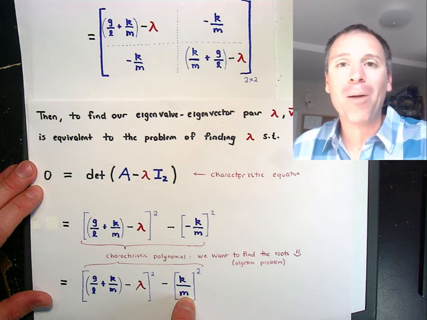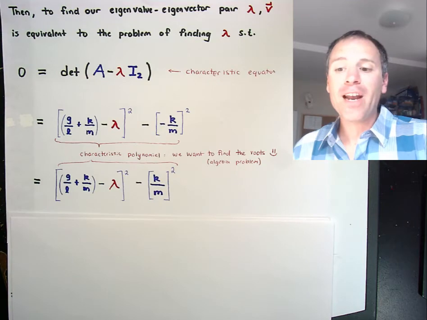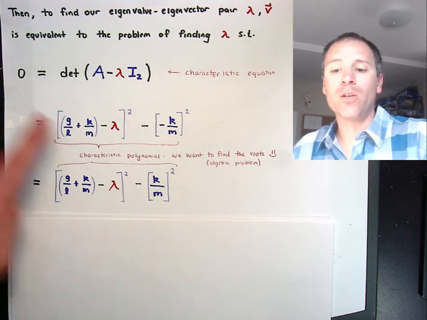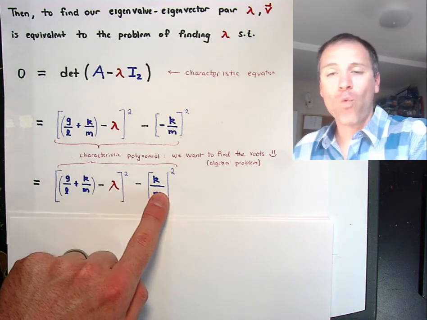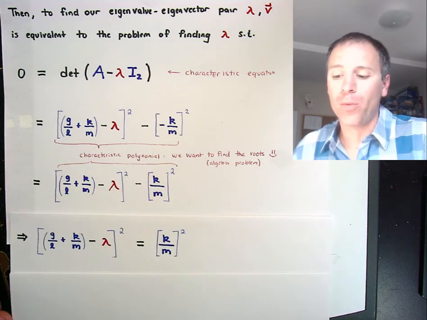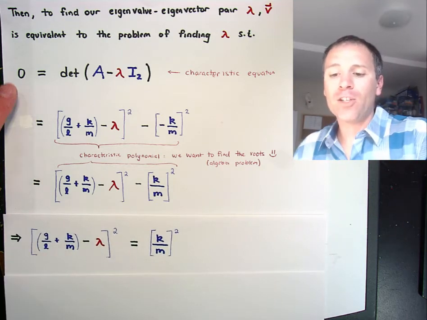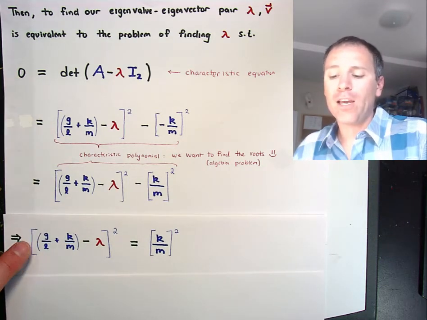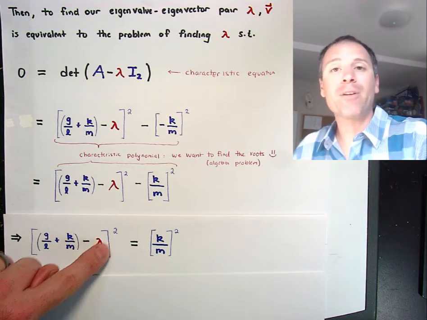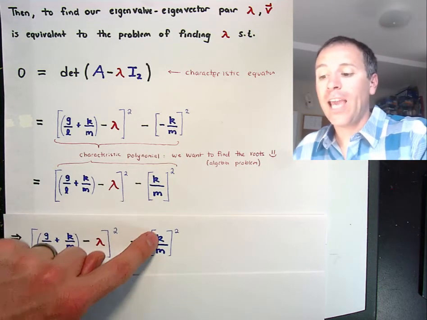That's a classic problem in mathematics. That's an algebra problem of finding roots. Given that I know that this matrix is singular if and only if this polynomial is equal to 0, I can bring the right-hand term over to the other side in this case. I don't actually have to expand the polynomial. And I get that this determinant is equal to 0 if and only if the quantity (G/L + K/M - lambda) squared is equal to (K/M) squared.